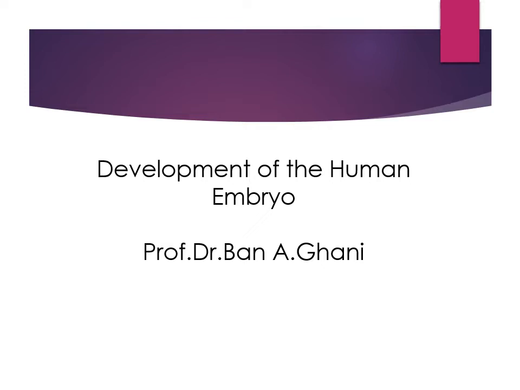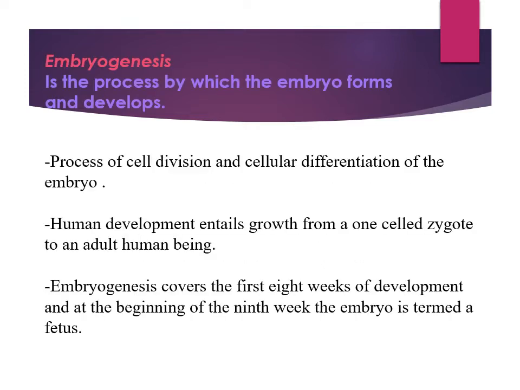This is the first lecture of embryology. We're going to talk about the development of the human embryo. Embryogenesis means the process by which the embryo forms and develops, and includes division and differentiation of cells. Human development entails growth from a one-cell zygote to an adult human being. It covers the first 8 weeks of development, and at the beginning of the 9th week, the embryo is termed the fetus.